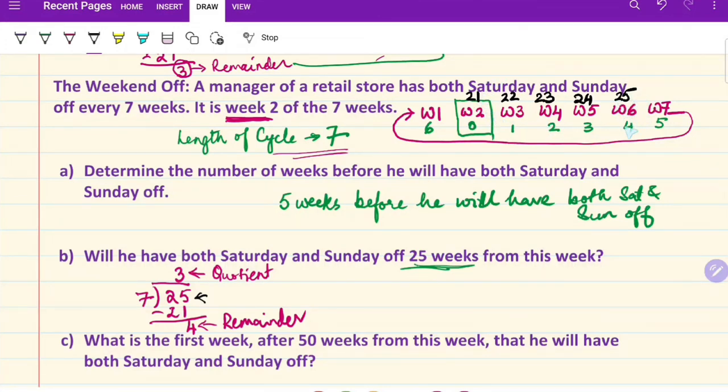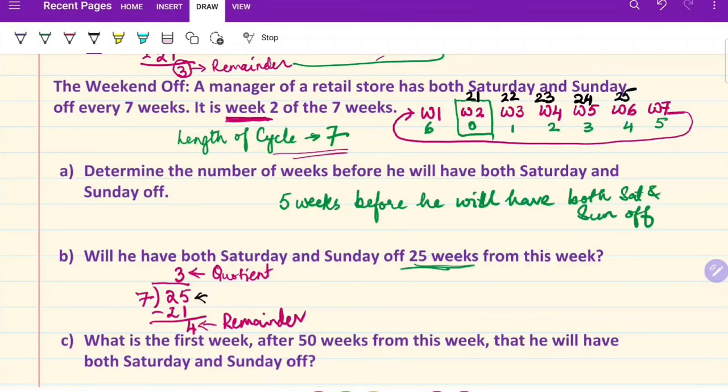So does he get his weekend off after week 6? Week 25 is the same as week 6, correct? So does he get his weekend off after week 6? No, he has to go 1 more week, week 7. After week 7 is when he gets his weekends off.